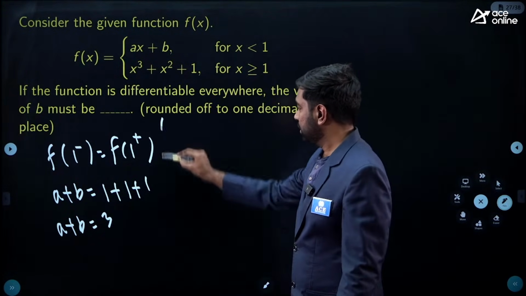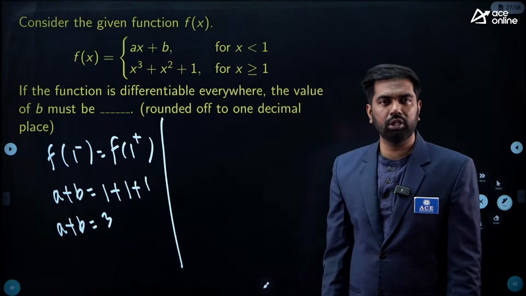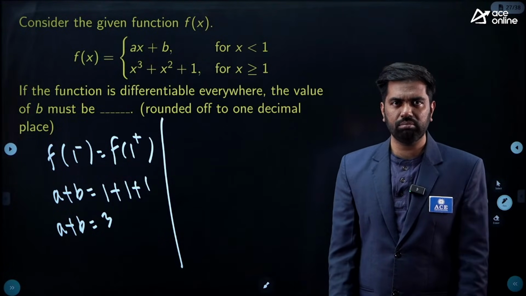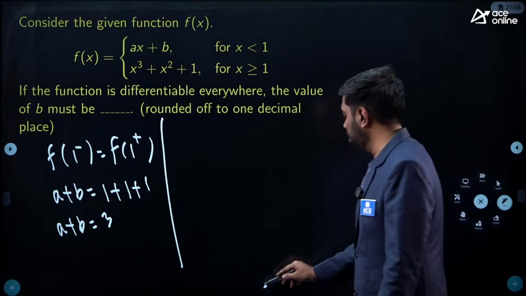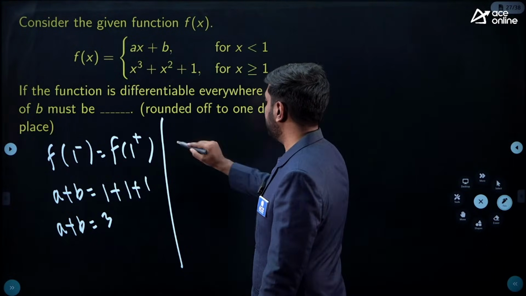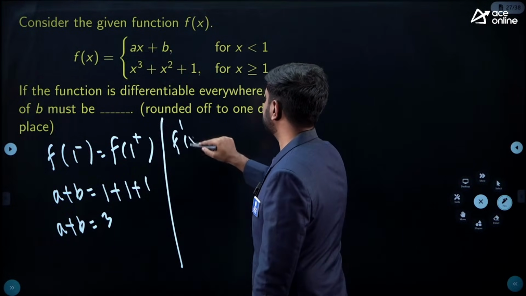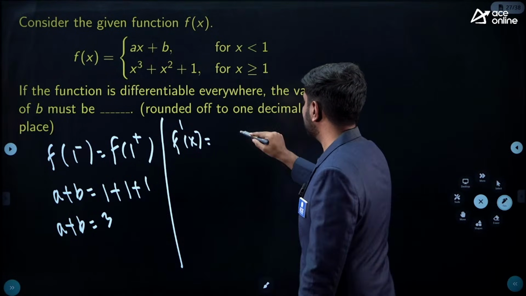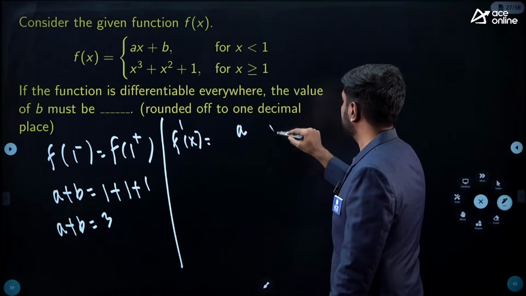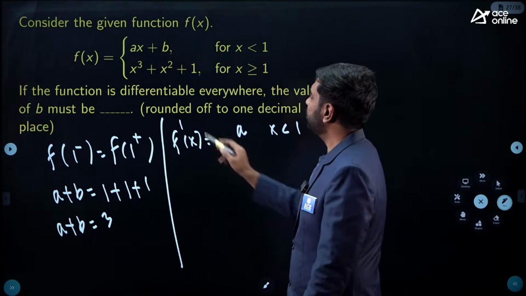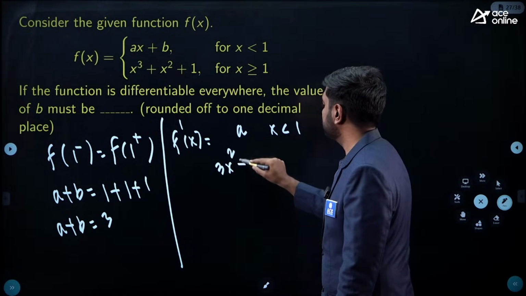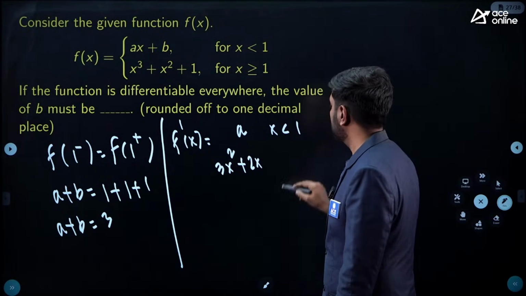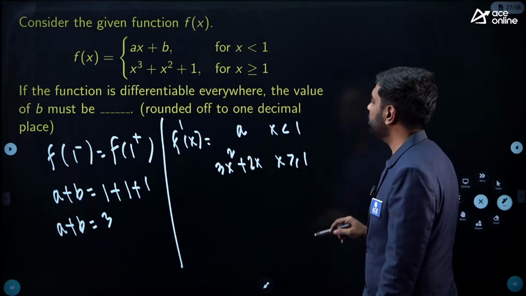So what next? With this you got one condition. If you use the derivative condition, then you get one more condition. With that you can solve for a and b. So write the derivative of f of x. What's the derivative of ax plus b? It is a. So this is for x less than 1. What is the derivative of this function? It is 3x square plus 2x. This is for x greater than or equal to 1.